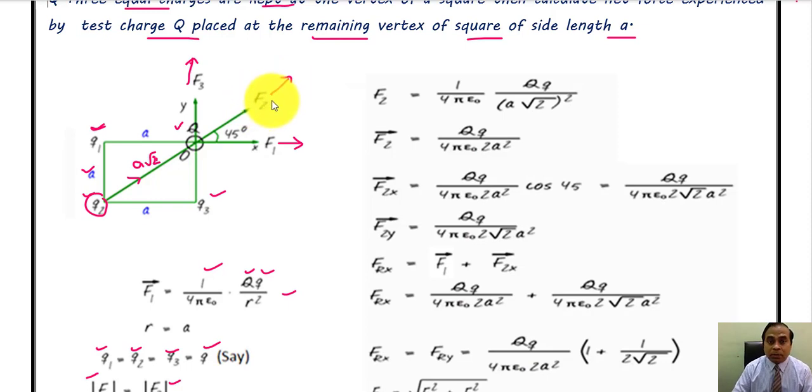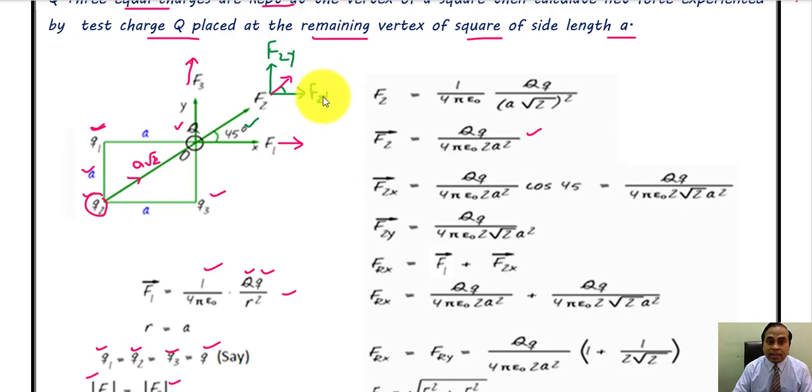Now what is the situation? We try to do it this way, because if it is squared, it becomes qQ upon 4 pi epsilon naught 2A square. Now this F2 we are planning to resolve into two components: a horizontal component, which I'll say is F2x, and a vertical component, which I'll say is F2y. Fine. So this angle theta is equal to 45 degrees.